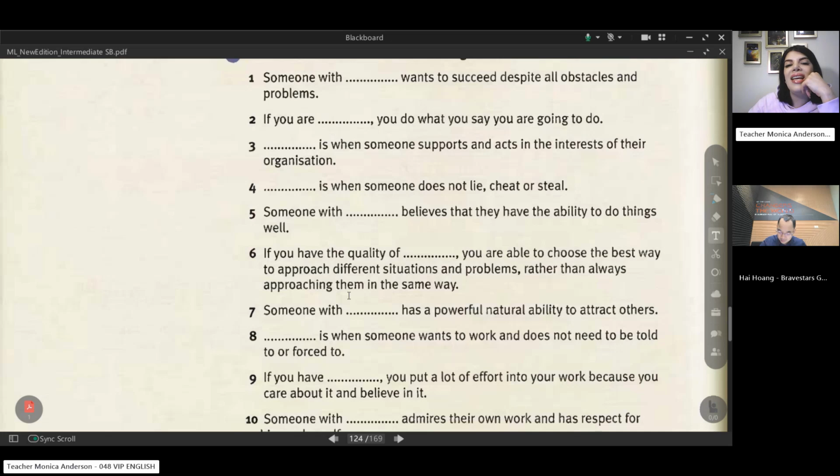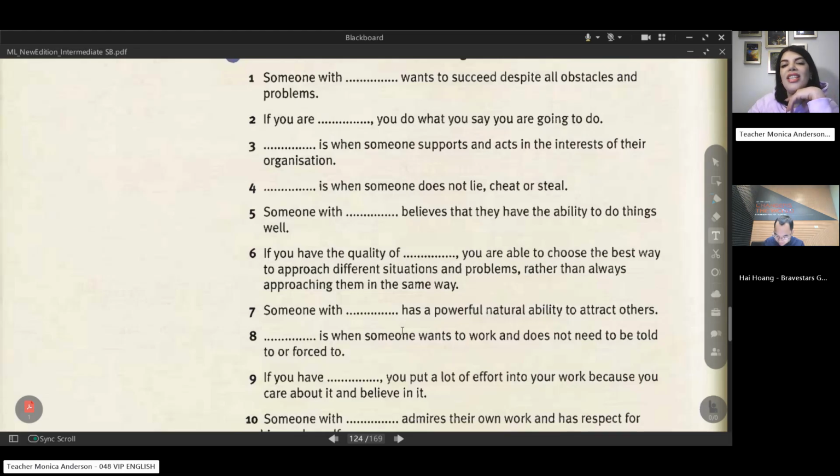And number six, if you have the quality of being able to choose the best way to approach different situations and problems rather than always approaching them in the same way. It means you can adapt. Adapt, adaptability. Of course. So as you can see here, can you see ability? Because of this, we say adaptability.